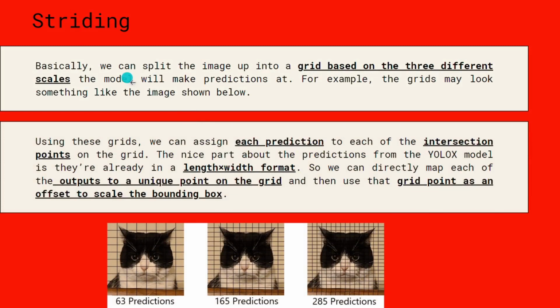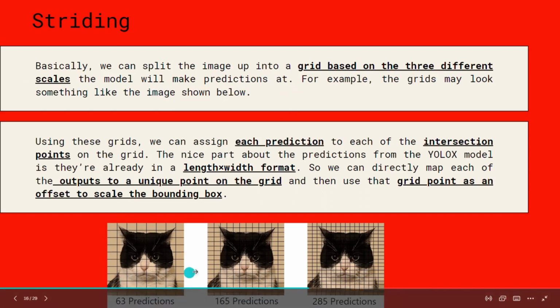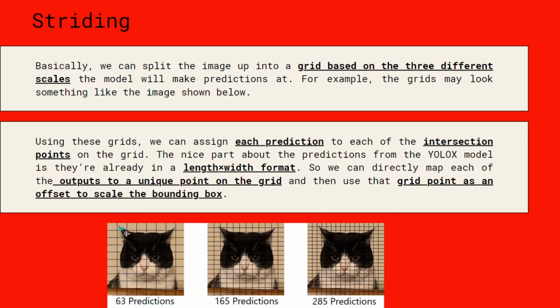So what is this striding technique in general? Basically we can split the image up into a grid based on 3 different scales the model will make predictions at. So if we have an image with a cat, then we can divide the image into multiple grids, and using these grids we can assign each prediction to each of the intersection points on the grid. So once we construct the grid, we're going to make predictions on each of the intersection points on the grid.